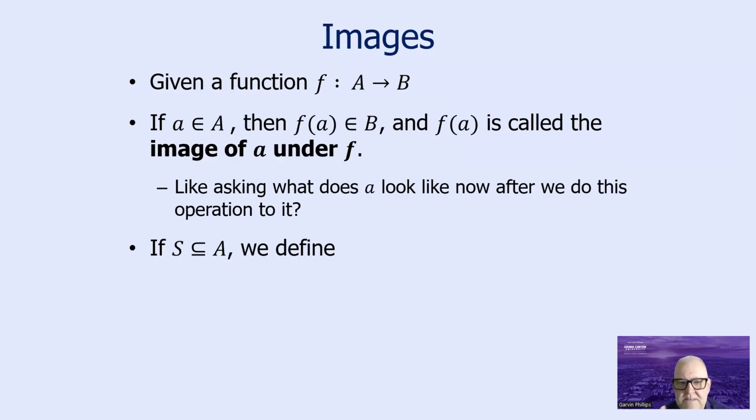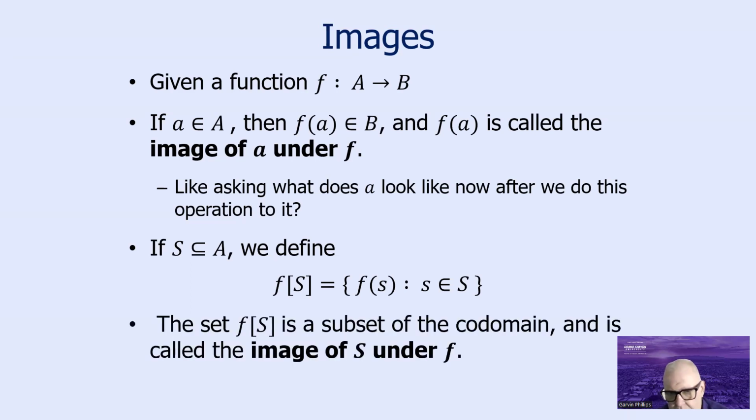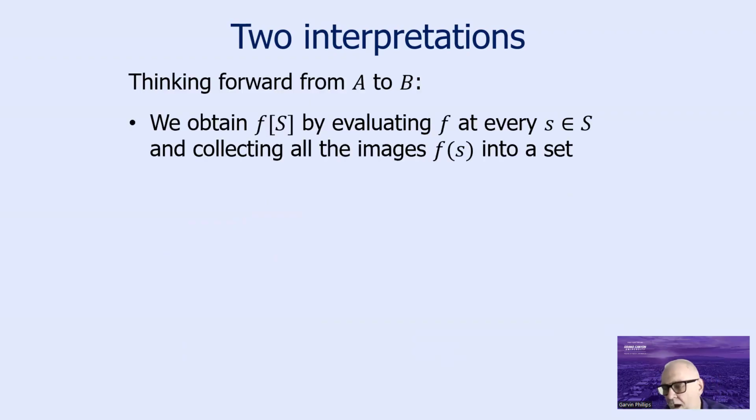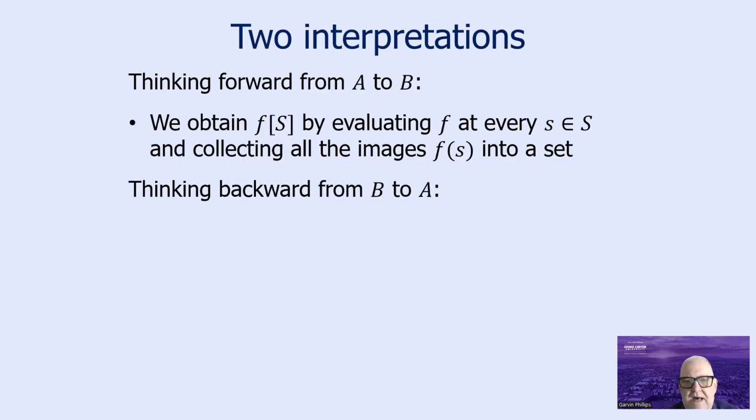If S is a subset of A, we define that to be f of S such that S is an element of our subset. The set f of S is a subset of the codomain and is called the image of S under F. There's a lot to do to build range, actually. So thinking forward from A to B, these are the two different interpretations. One is to evaluate it. We can evaluate our function at every S in the subset, collecting all of the images into a set.